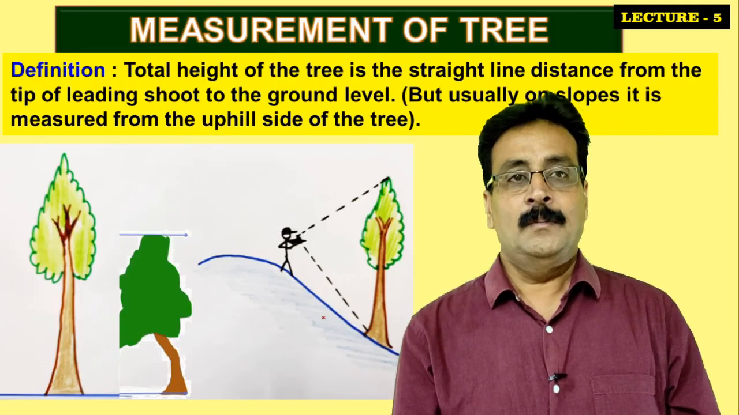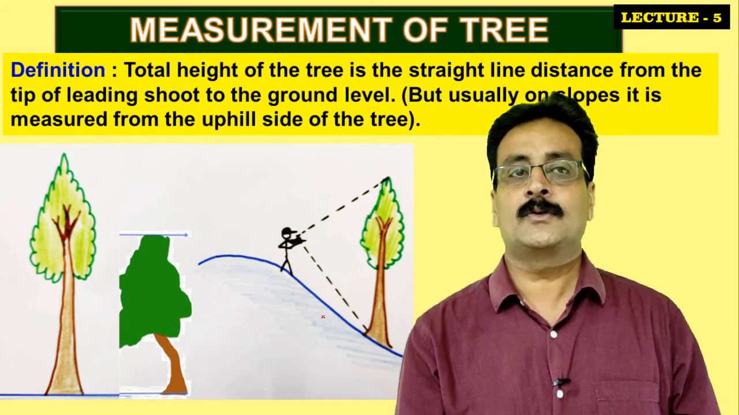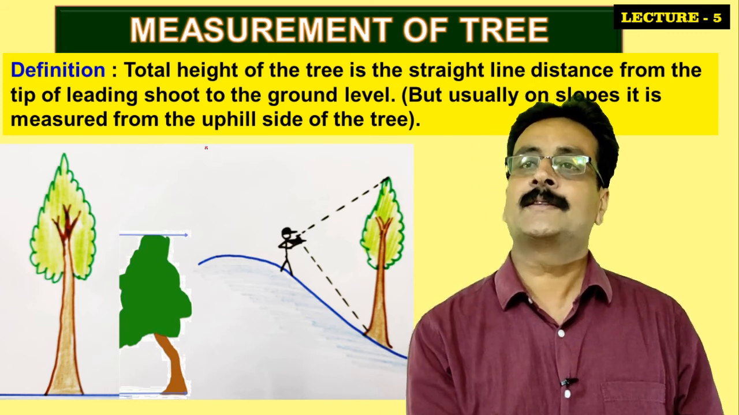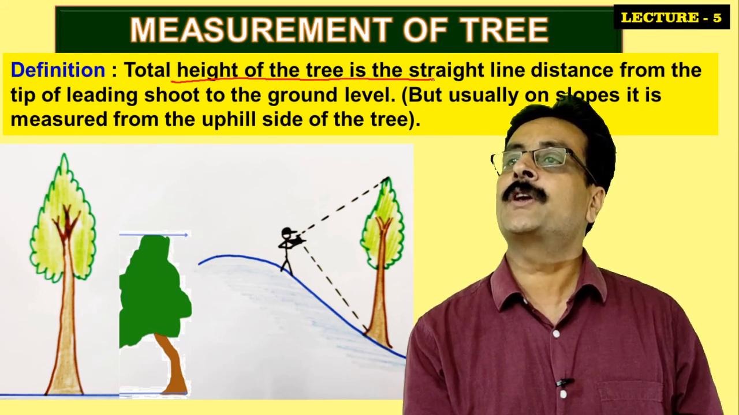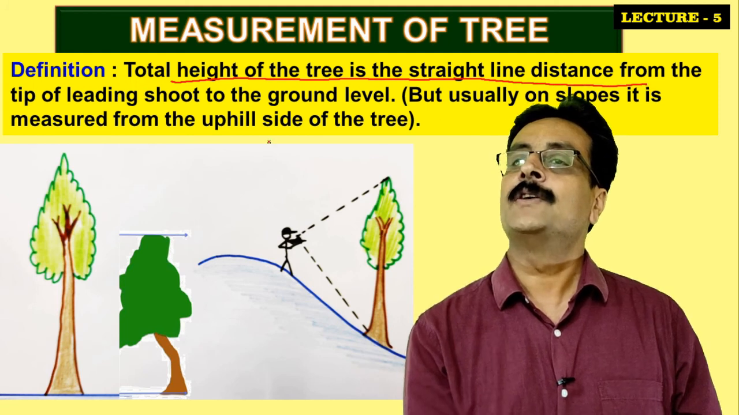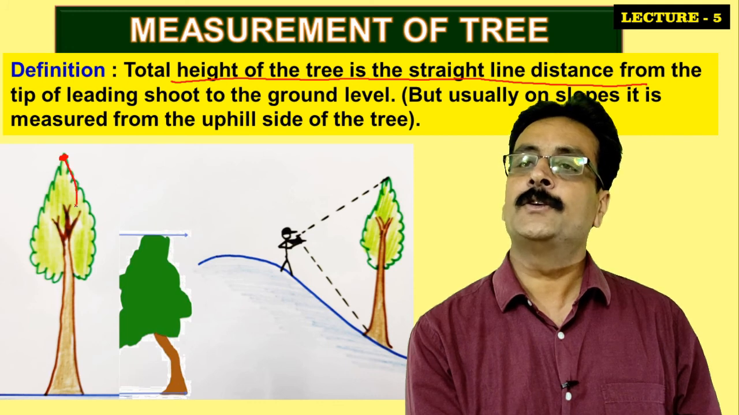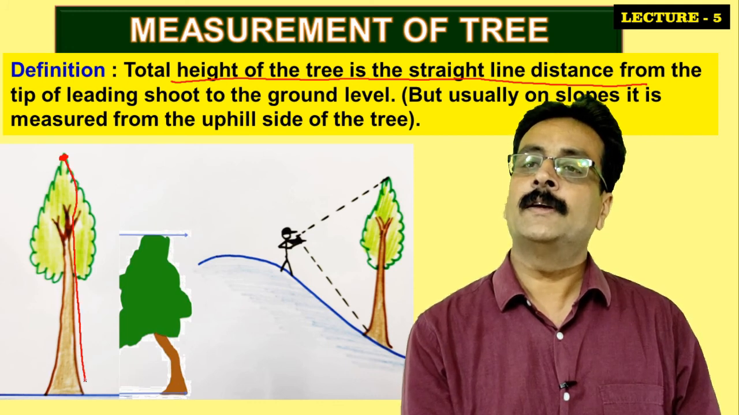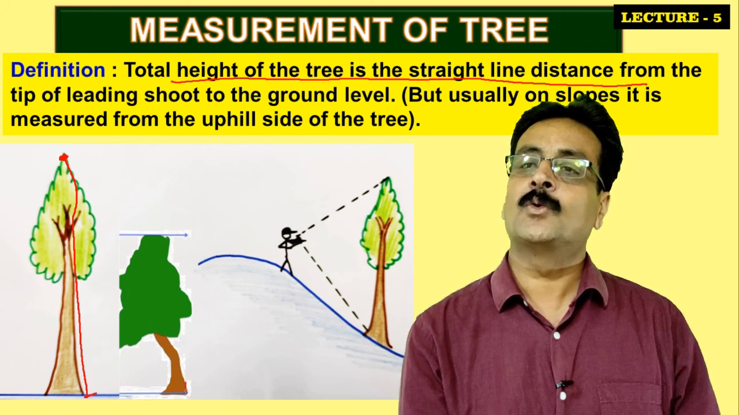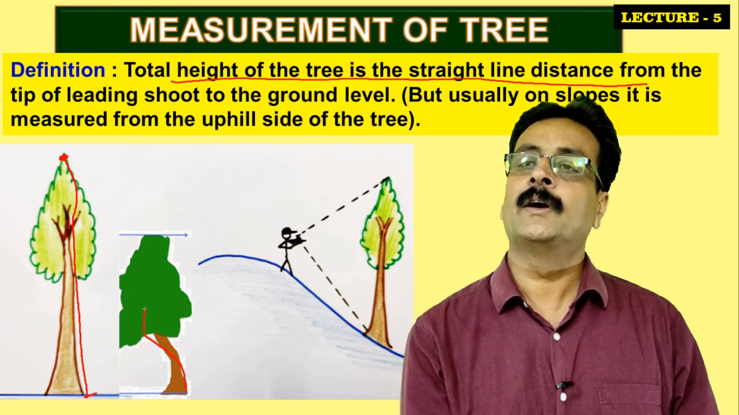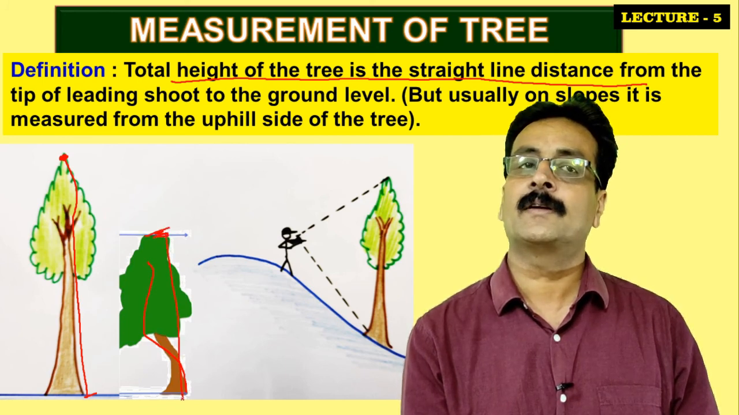Now, before we go to the height measurement, let's go for the definition. The total height of a tree is the straight line distance from the tip of the leading shoot to the ground level. This is called the height of a tree. Even if it is a crooked one, going here and there, the height will be considered from the tip to the ground level, direct from here.